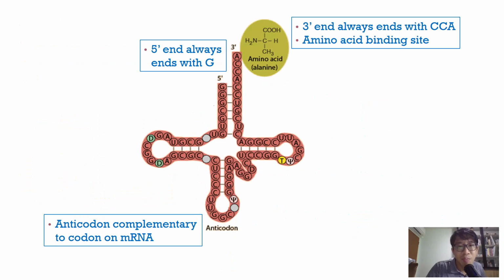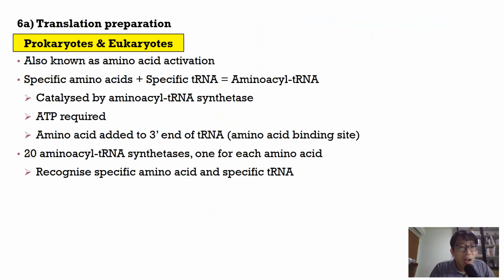Alright, so before we look at translation in more detail, let's just do a revision on the structure of tRNA, especially the presence of the amino acid binding site at the 3' end and the presence of the anti-codon, in this orientation, at the bottom of the tRNA, which is a series of 3 nucleotides that's complementary to the codon. So the first step of translation is known as translation preparation, and it is similar in both prokaryotes and eukaryotes.